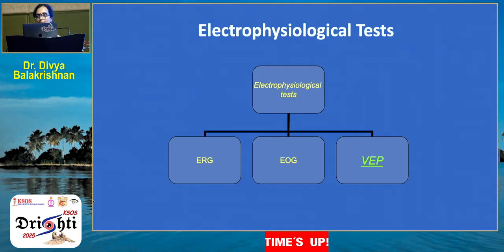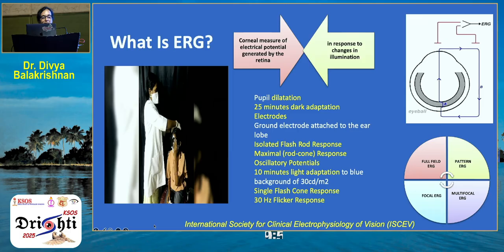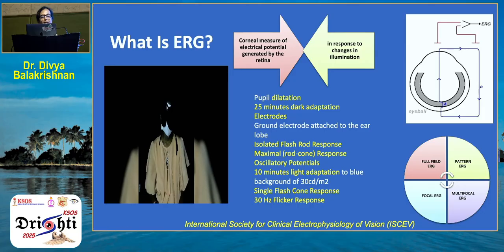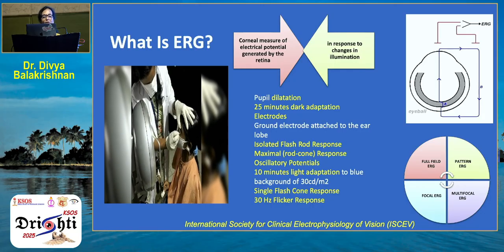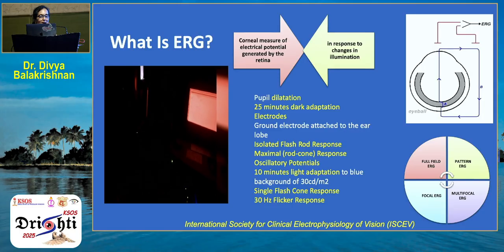So when you talk about visual electrophysiology, the three tests which come to our mind are ERG, EOG, and VEP. So this picture in a nutshell tells you from where the potentials are recorded, and I will tell you what is ERG. So you can see here that it is nothing but a corneal measure of the electrical potential generated by the retina in response to changes in illumination.